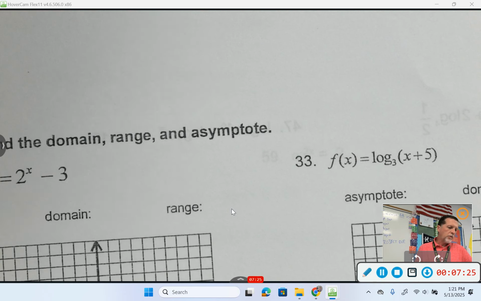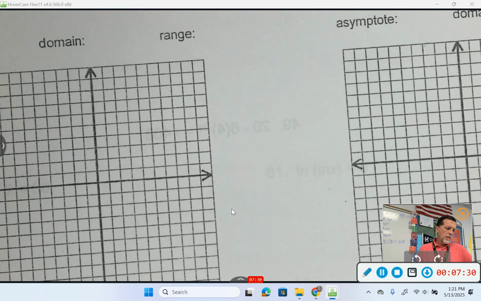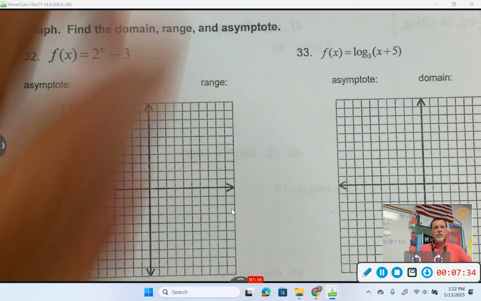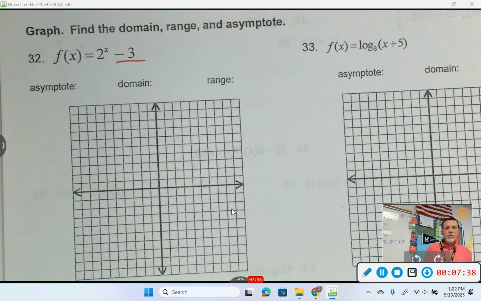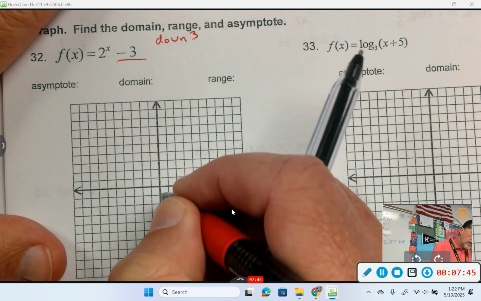You know what? We need to do 32, and then we'll talk about 33. 32. Domain, range, asymptote, graph. Man, we haven't done these in a while. What's the -3 do to the graph? Down 3. So I remember that much for sure, I hope. So down 3.